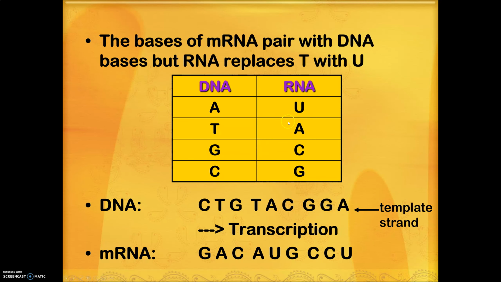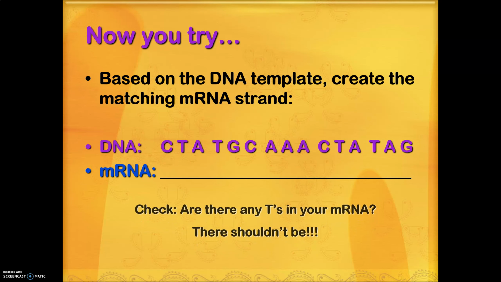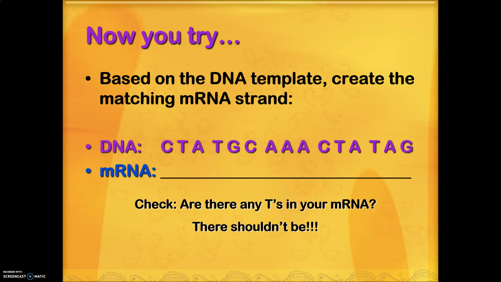Okay? And remember, there are no T's in RNA, so A will pair with U, right? So if this is your DNA transcript, this is your mRNA. Why don't you try it? So pause the video. Here's your coding strand of DNA. You make the mRNA strand. Remember, there shouldn't be any T's in your mRNA. So that's what you should have gotten.